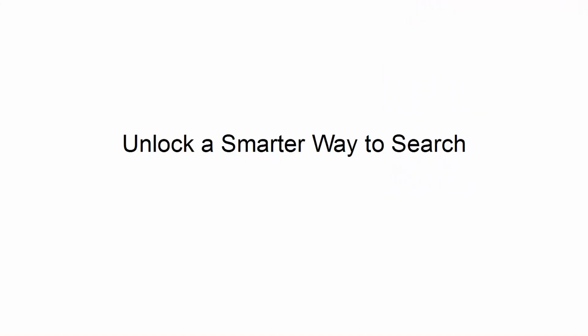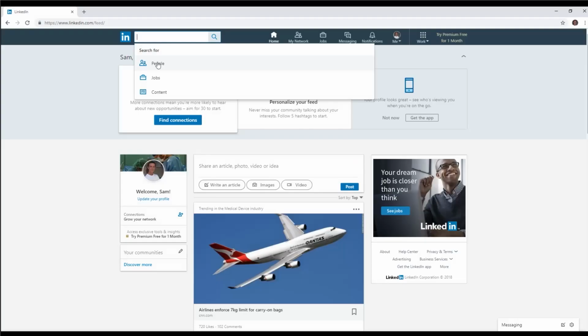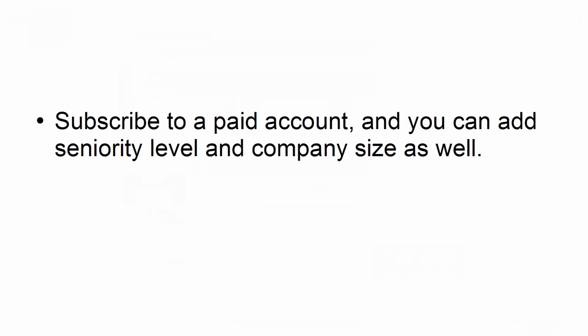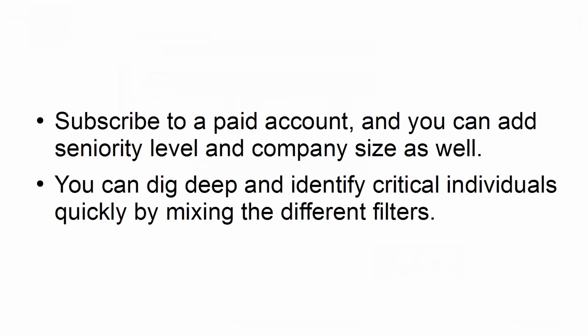Unlock a smarter way to search. With LinkedIn's advanced search, you can locate people by company, title, location, and keyword. Subscribe to a paid account, and you can add seniority level and company size as well. You can dig deep and identify critical individuals quickly by mixing the different filters.